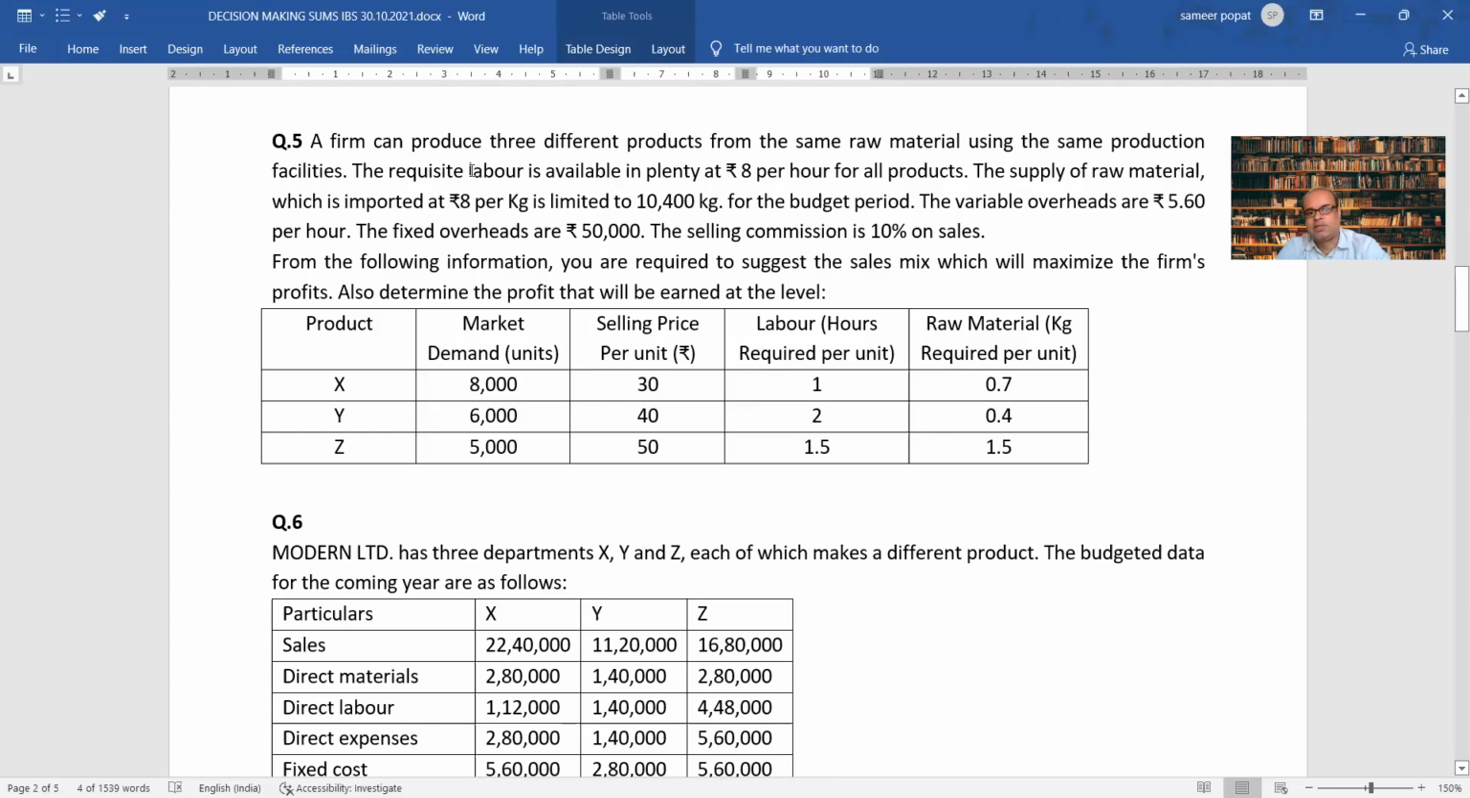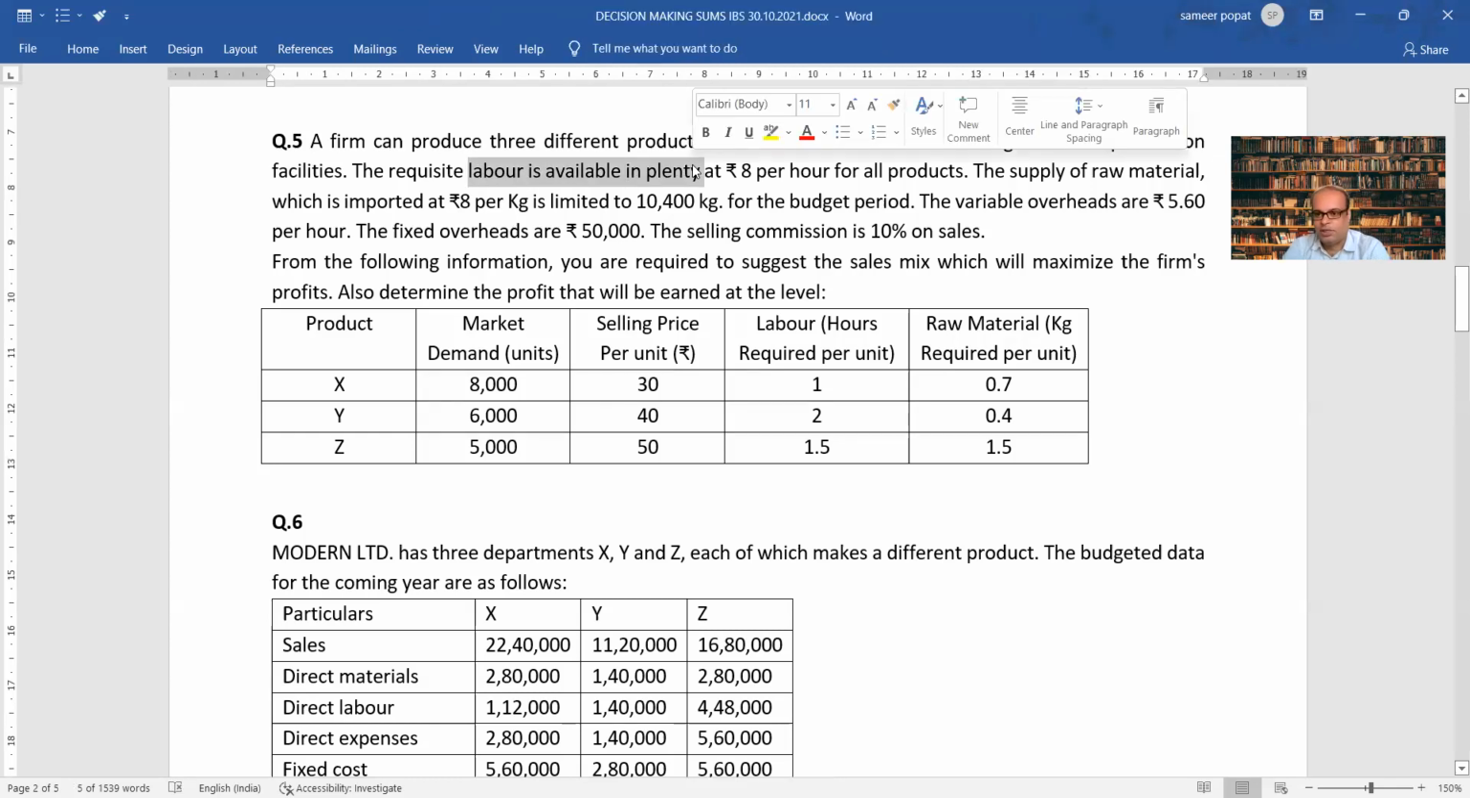It says labor hour is available in plenty. So whatever quantity we need is available in the market, so we can employ additional labor if we need. In that case, labor is not a key factor. What is a key factor? Something which is scarce. That is the key factor. So if it is available in plenty, that is not the key factor.